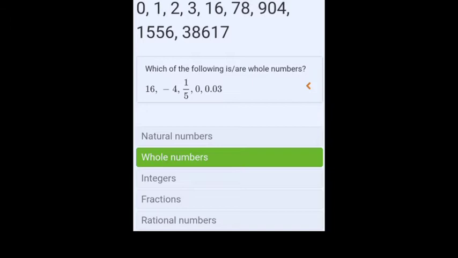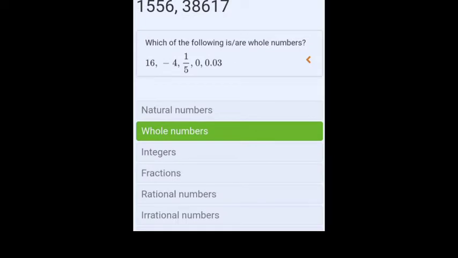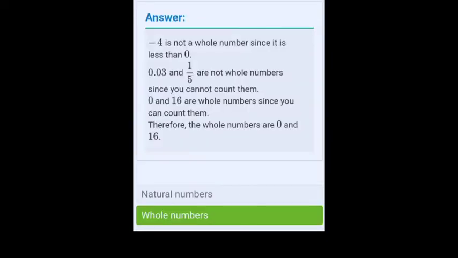Which of the following is or are whole numbers here? Is it 16, -4, 1/5, 0, or 0.03? So -4 is not a whole number since it is less than 0. 0.03 and 1/5 are not whole numbers. So what are the whole numbers here? These are 0 and 16 since you can count them.